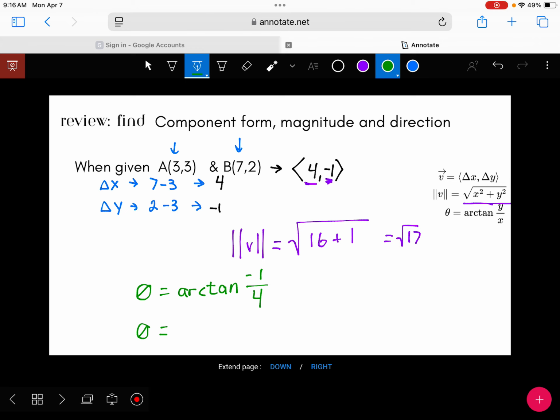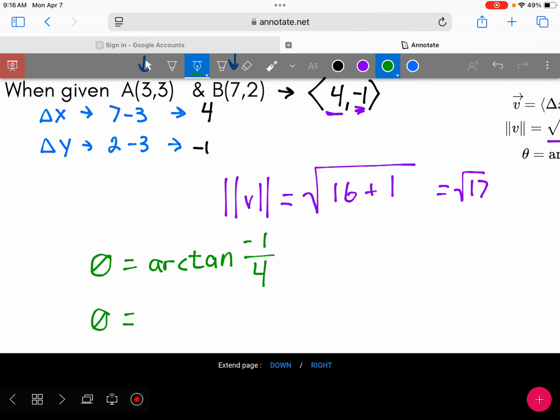Okay. So we can type that in the calculator. Inverse tangent of negative 1/4. Negative 14.036. So we'll just go with negative 14.0 degrees.